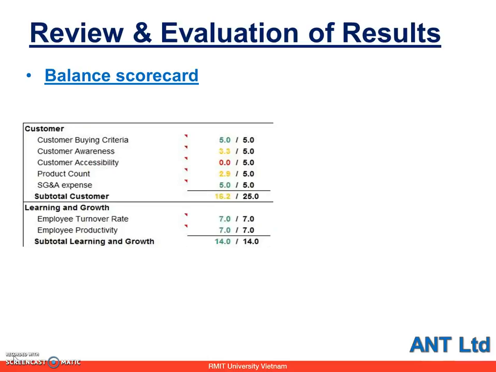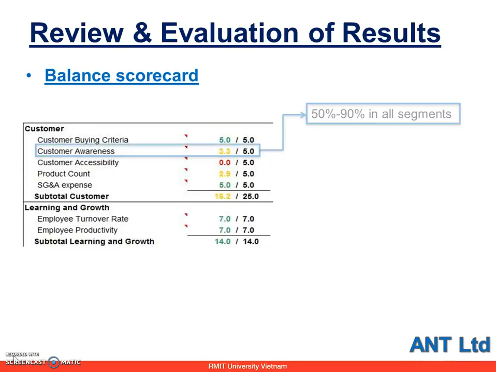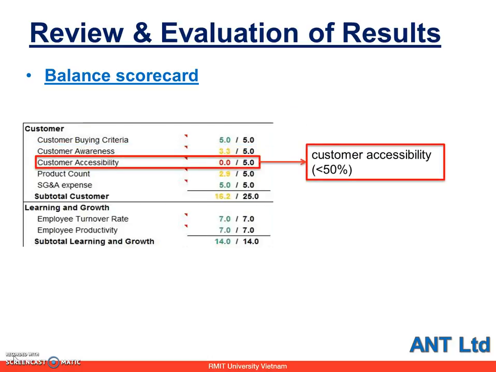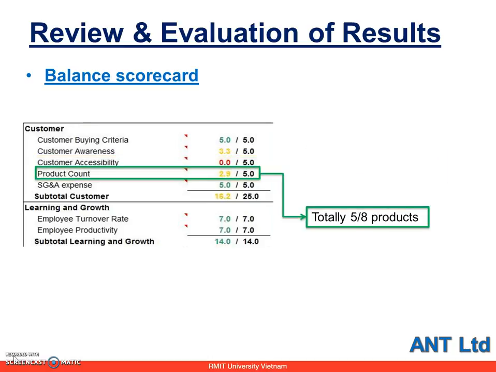Thirdly, our customer awareness is not high, which is between 50% and 90% in all segments, because the amount of budget we invest in promotion is low. Furthermore, our customer accessibility is low, which is lower than 50% due to less investment in sales budgets. Moreover, the production scale score is slightly higher than the average, which is 2.9 over 5. The reason for this is that we just have 5 products over 8 in total.